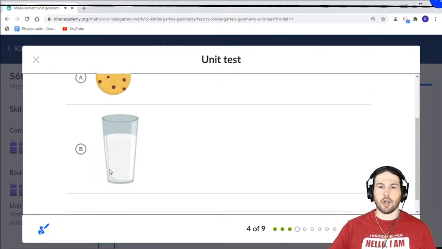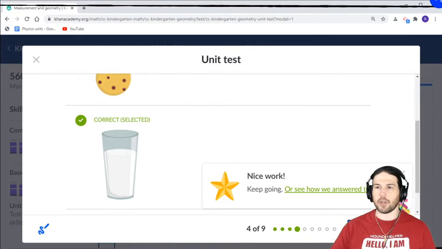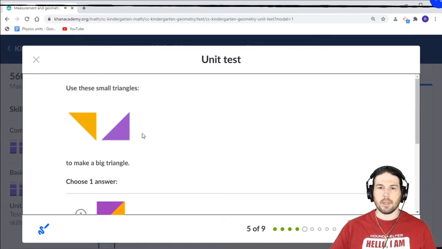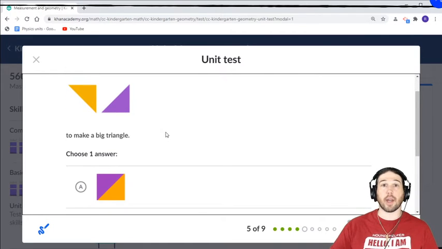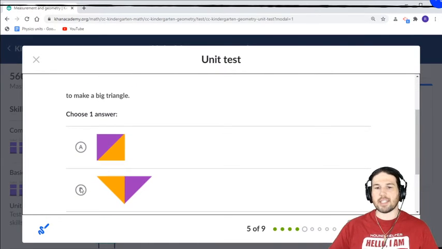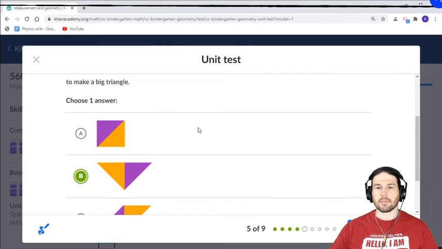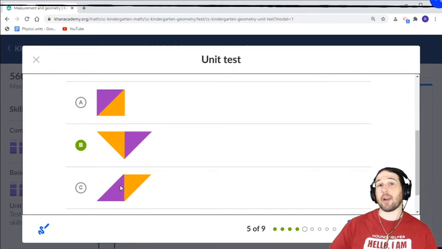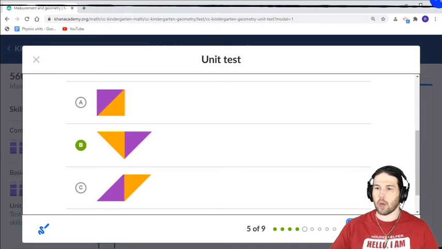Which one is taller? The glass of milk is taller than the cookie. Use these small triangles to make a big triangle. Well, that's not a big triangle, that's a square. That's a big triangle, though. And that is, again, a parallelogram, which is not a word that kindergartners are expected to know.